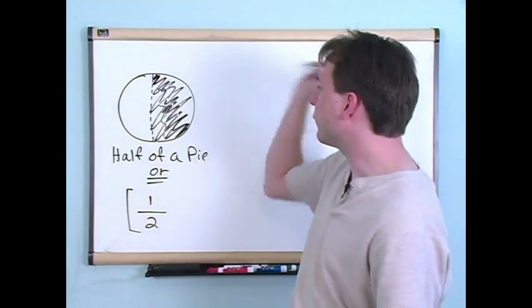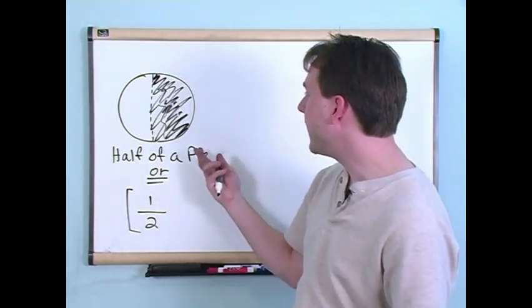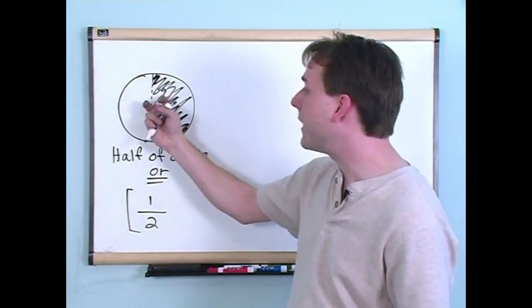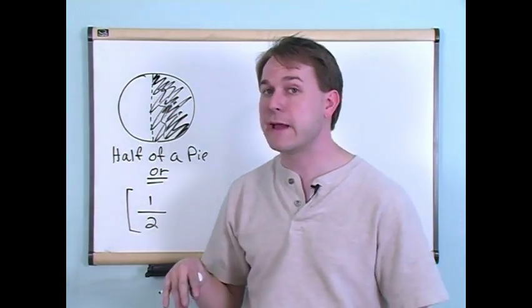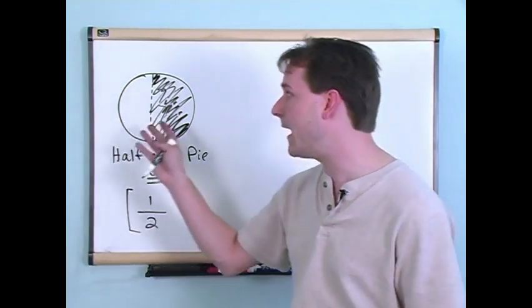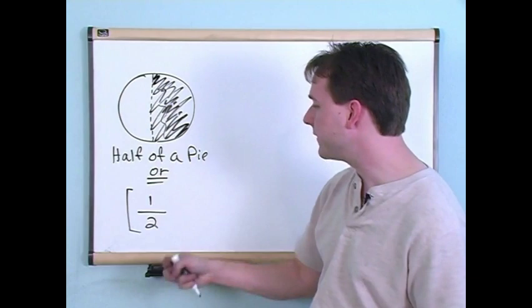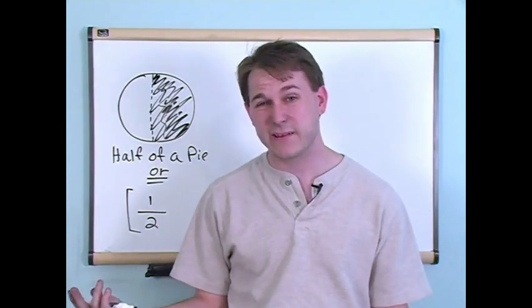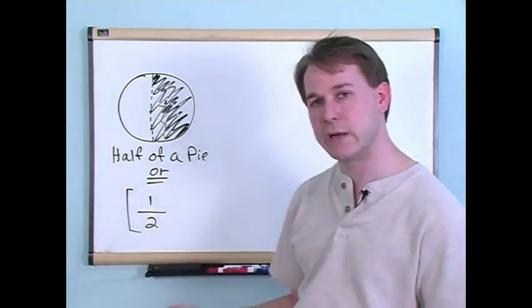I take this, I throw it away, okay? So how many do I have left? Well, I have 1 piece out of a possible 2 pieces. So I don't have both pieces. That would be a whole pie. I threw 1 piece away. I have 1 piece left out of a possible 2 pieces. So I have half a pie. This is called 1/2, okay?